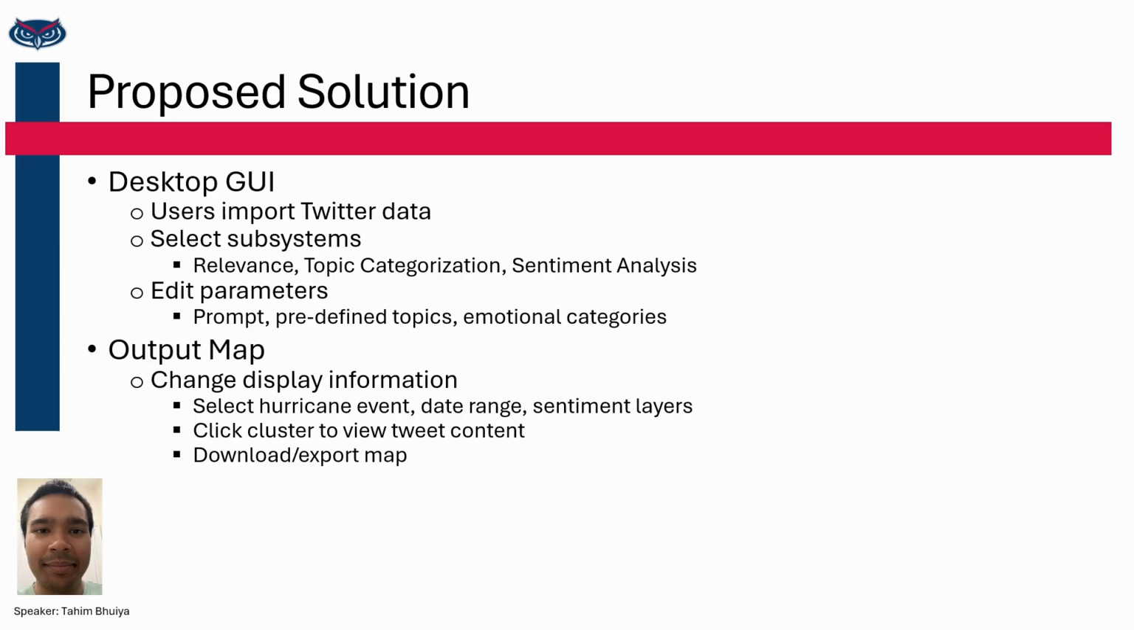Our proposed solution is the desktop GUI where users can import Twitter data, choose which subsystems to run, and customize parameters such as prompts or predefined topics. The system then generates an interactive geospatial map where users can filter by hurricane event, date range, or sentiment layers, as well as the ability to click clusters to view tweet content and download or export the final map.